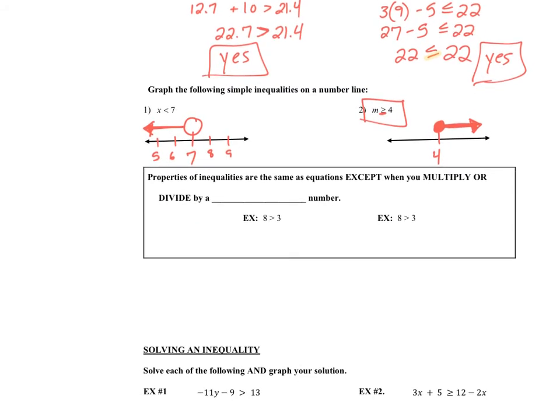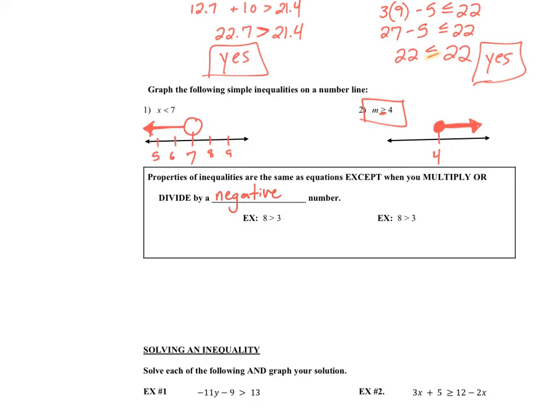Okay, some properties. The properties of inequalities are the same as equations except when you multiply or divide by a negative number. That's when things are a little different. So if we look at this example, the first one says x is greater than 3.